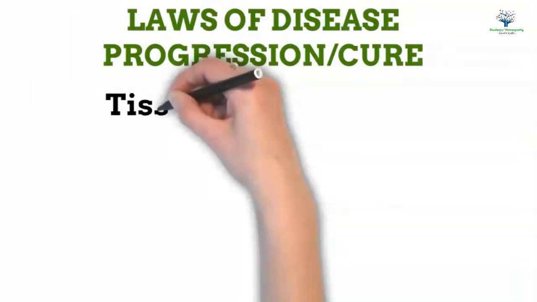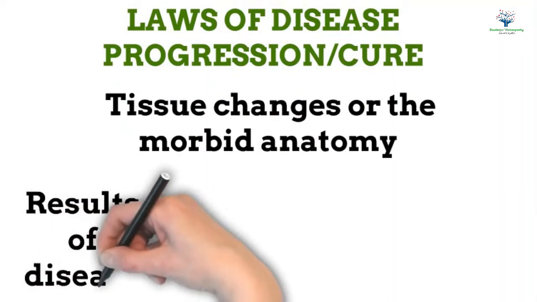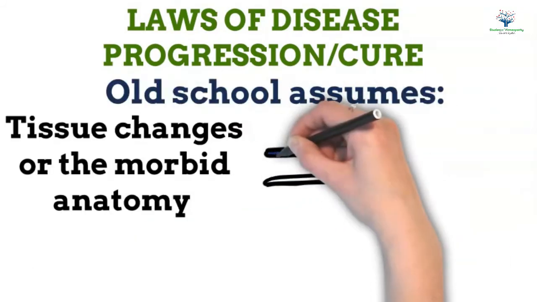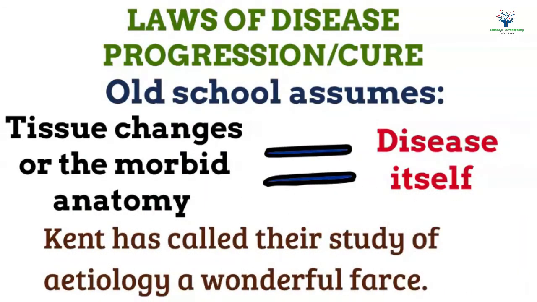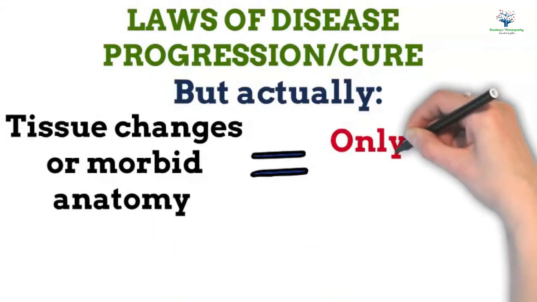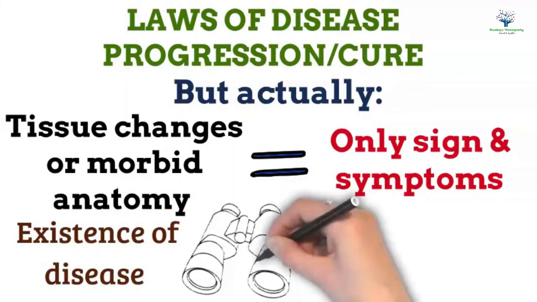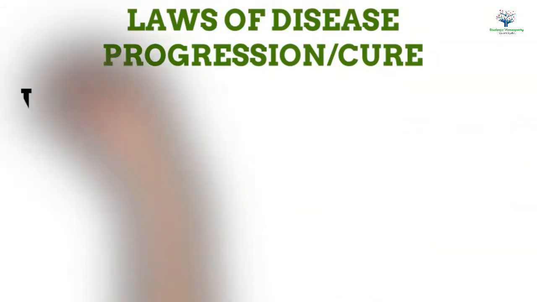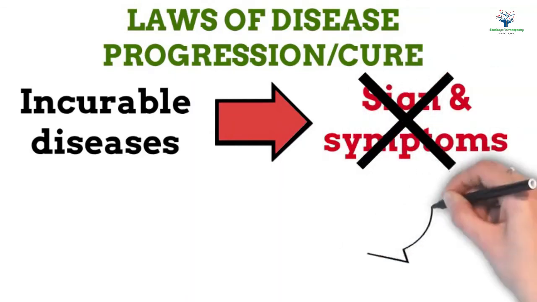However, the tissue changes or the morbid anatomy like pus cells and the various forms of degeneration are only the results of disease. They are not the disease itself. However, the old school assumes the tissue changes as a real disease. That is why Kant has called their study of etiology a wonderful farce, because it begins with nothing. These are only the signs and symptoms, and all curable diseases make themselves known to the physician by the same. In other words, the existence of a disease can only be perceived through signs and symptoms. There is no other way. This is the reason why very often the incurable diseases reach very precarious conditions as they manifest no external signs or symptoms.